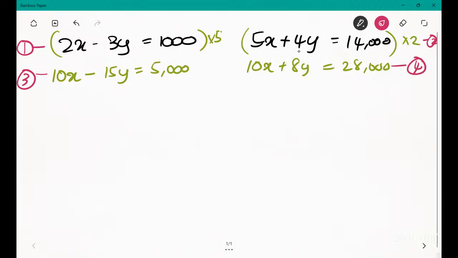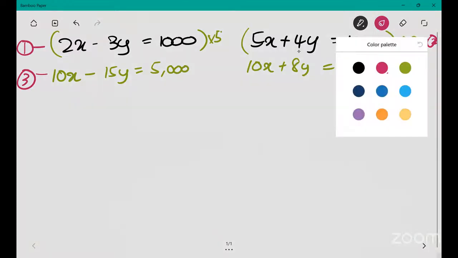So now the next thing that you have to look at is which number is bigger. On the number side, which one is bigger?